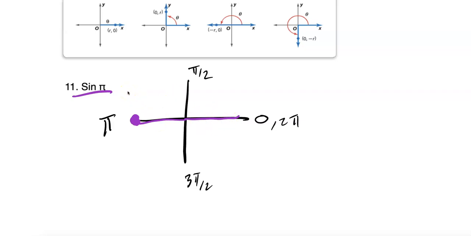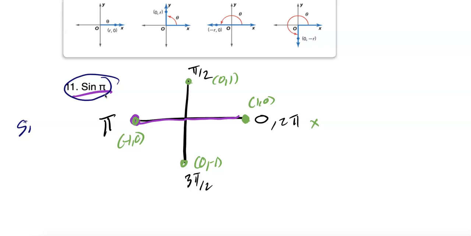Don't forget, it's a unit circle. So this point here is 1, 0, like a normal XY grid. The point here is 0, 1. The point here, negative 1, 0. The point here, 0, negative 1. So if you fall on a quadrantal angle, you have to use the unit circle points. And then remember, what is sine of pi? Sine is the y value, so it's the y value there.